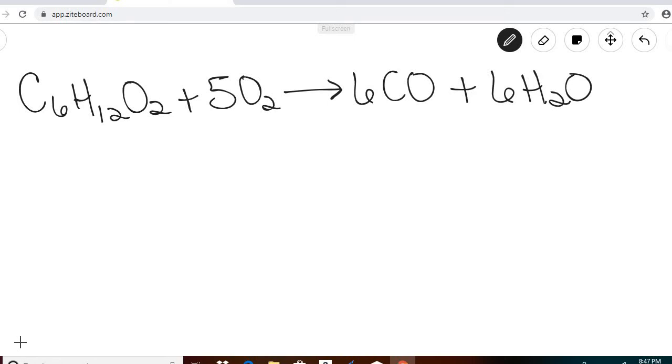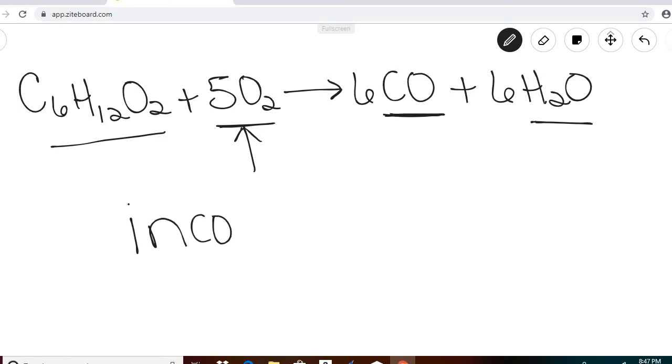Okay, so C6H12O2 is burned with oxygen, and the products are carbon monoxide and water. So this tells us there was insufficient oxygen to produce carbon dioxide, so it produces the poisonous gas carbon monoxide, so this is incomplete combustion.